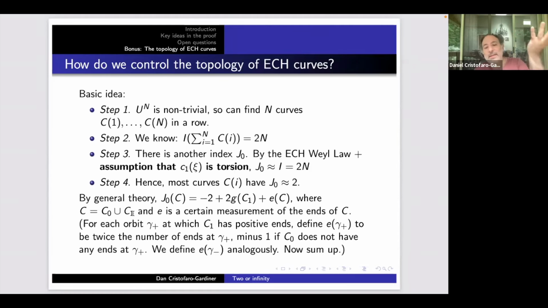So the basic point, if you look at this E thing, it's going to get bigger and bigger as you have more and more ends. So if J naught is about 2, you would like that you have exactly 2 ends. The genus is 0, and if you stare at the formula, the way that it's going to work is going to require that you have trivial cylinders, R invariant cylinders. This C0 thing is supposed to be an R invariant cylinder at each end.